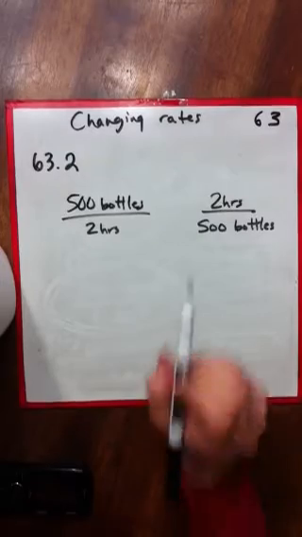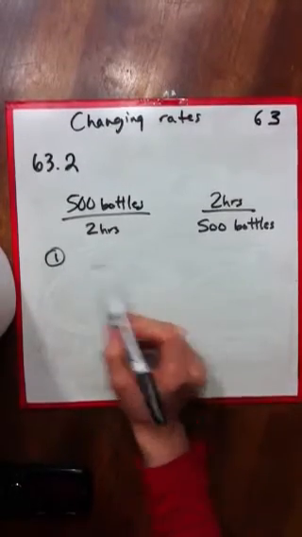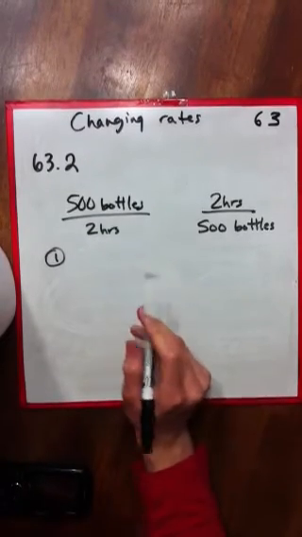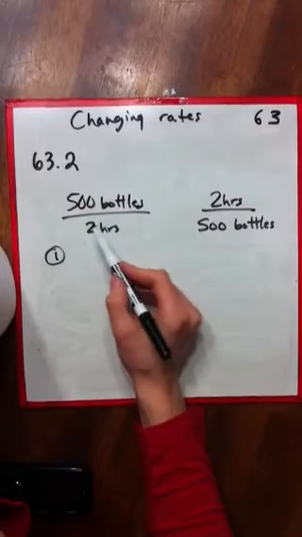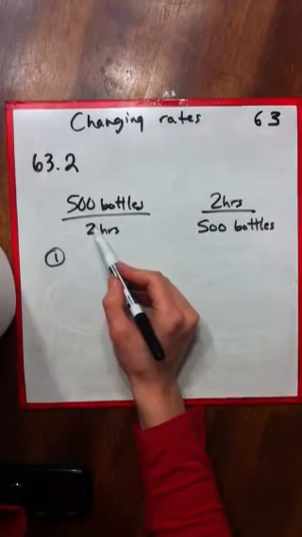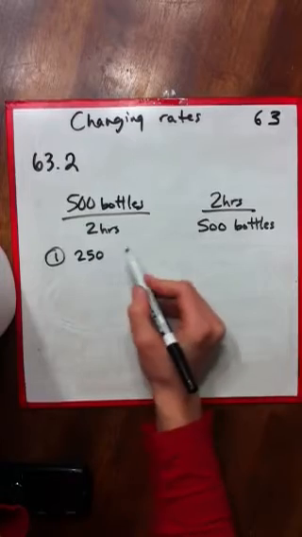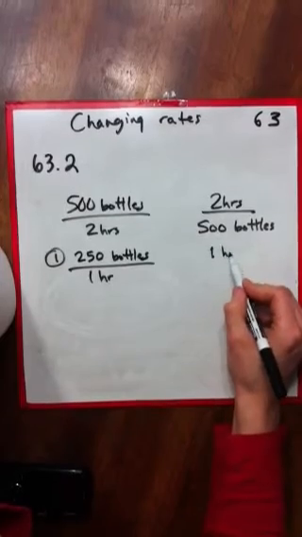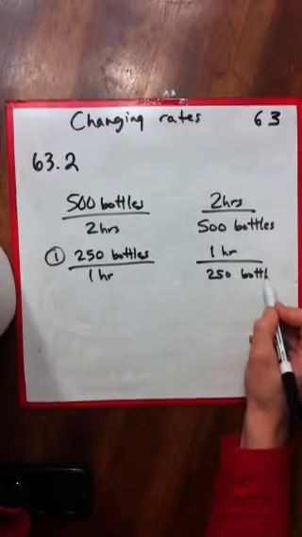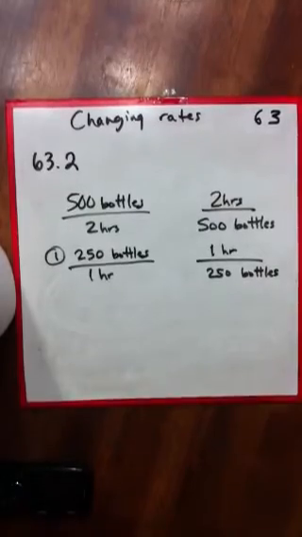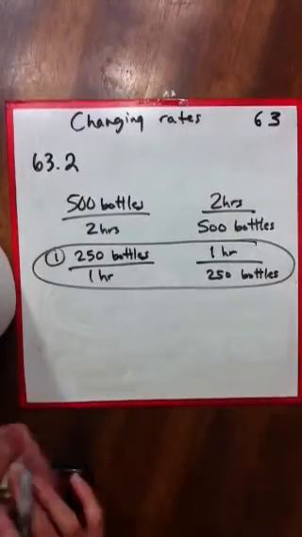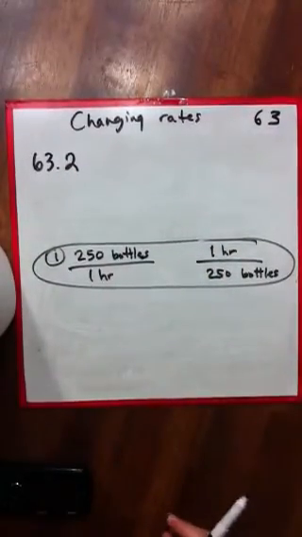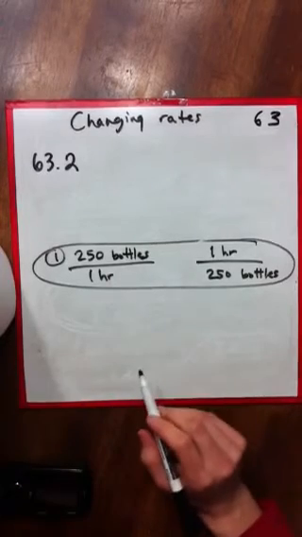Now, what do y'all remember is my very first step? I have to reduce it to its simplest form. I want to know what it is every 1 hour, because that is its true rate. So if I make this 1 hour, I divide by 2, and I get 250 bottles every hour. In 1 hour, you get 250 bottles. That was my very first step, to get it in its simplest form. The rates that we have been working with have already been in their simplest form, so we didn't need to do that, but now we do.